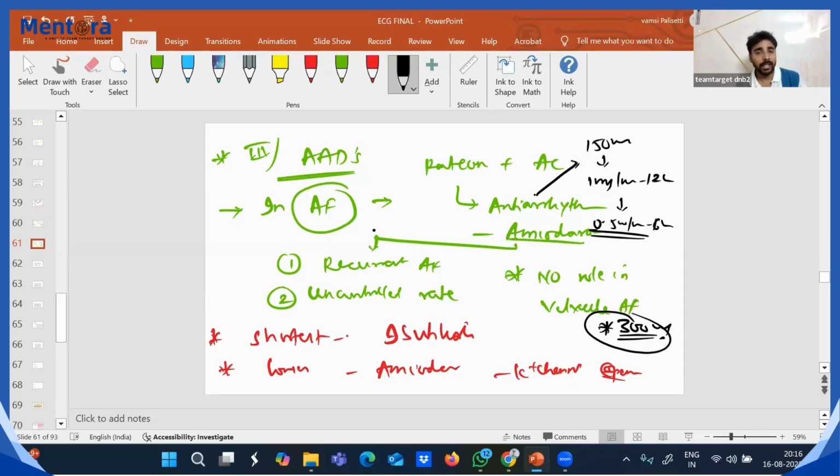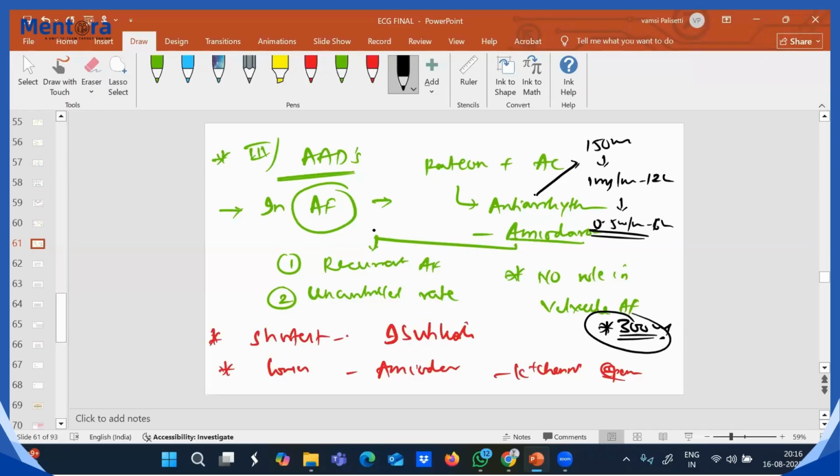Again, it depends on whether it's valvular AF or non-valvular AF. If it's valvular AF, you cannot bring down to sinus rhythm, so there is no point in giving an antiarrhythmic drug. If it is non-valvular AF, you can bring down the rhythm. You can give amiodarone again, oral.